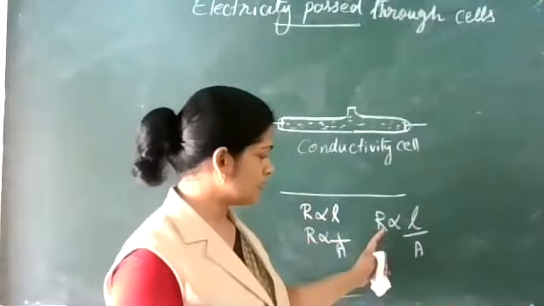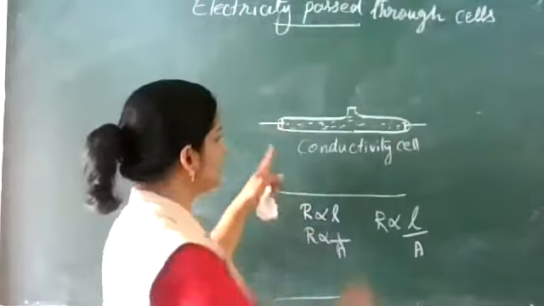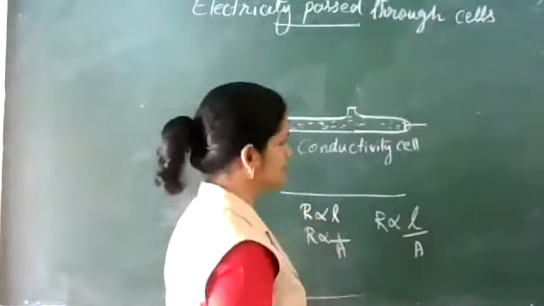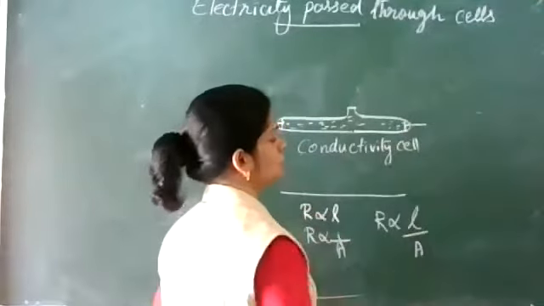Now this is our conductor. R is directly proportional to l, the length of this conductivity cell or length of the solution.